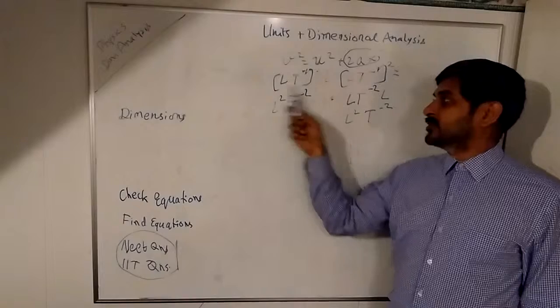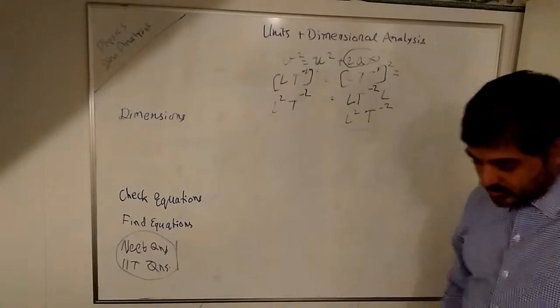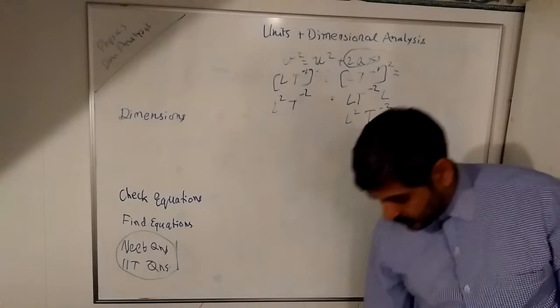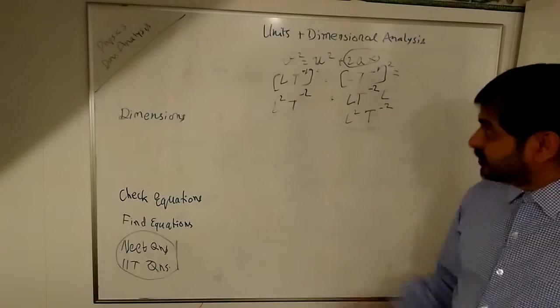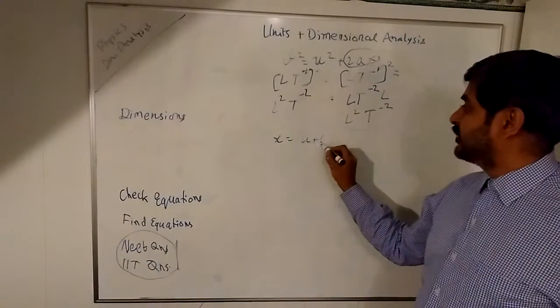So the dimensional formula of the left hand side is equal to the dimensional formula of the right hand side. So this equation is correct. Similarly, you can check if x is equal to ut plus half at square.